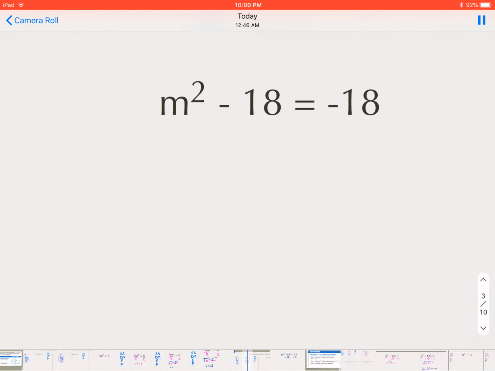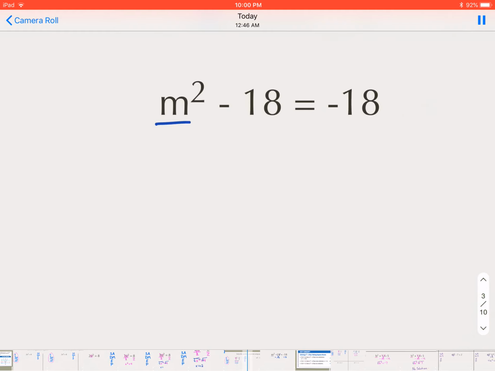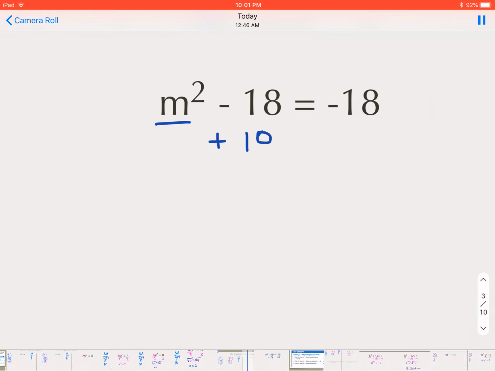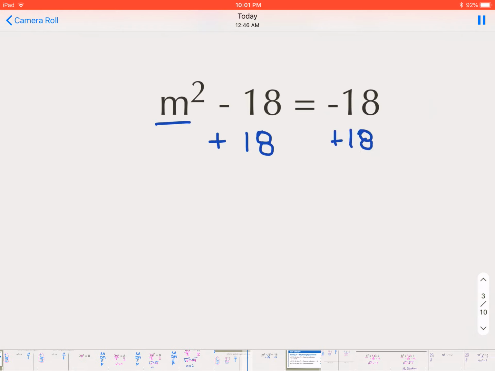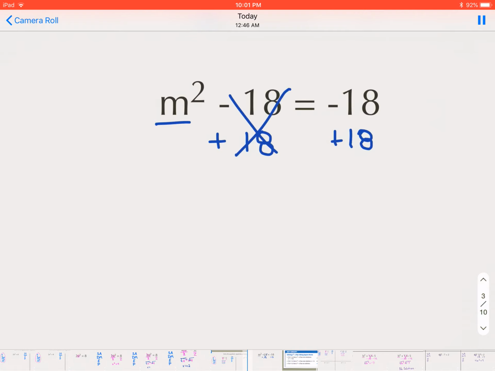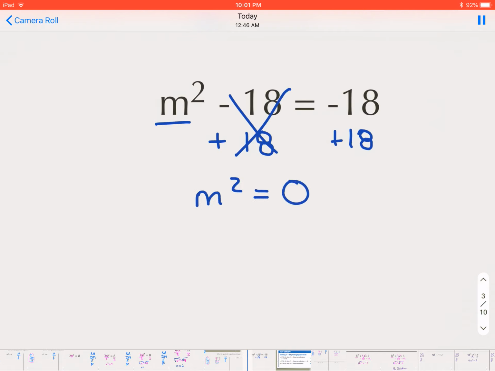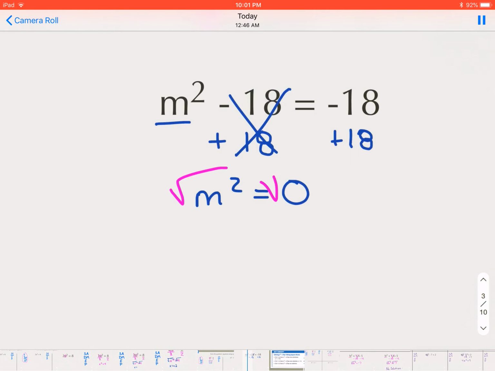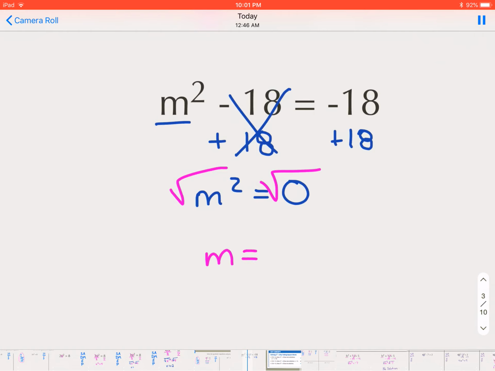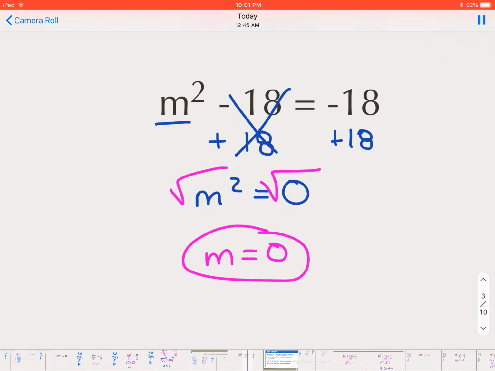I have to do PEMDAS backwards after I find my variable. Here's my variable. What's being done to it? Well, 18's being taken away. So I'm going to add 18. My 18 and negative 18 cancel out. I'm left with m squared equals 0. To get m by itself, I take the square root of both sides, and I'm left with m equals 0 as my answer. This time I only have one answer.